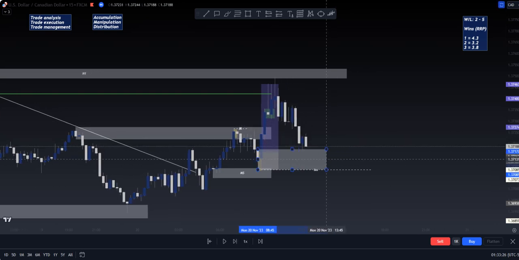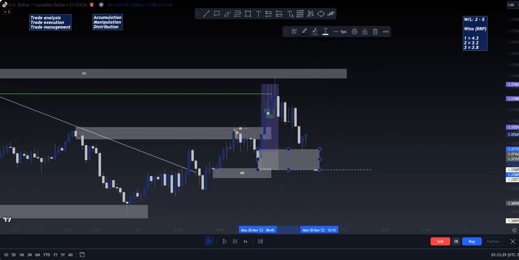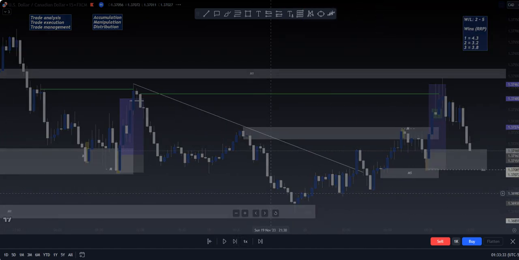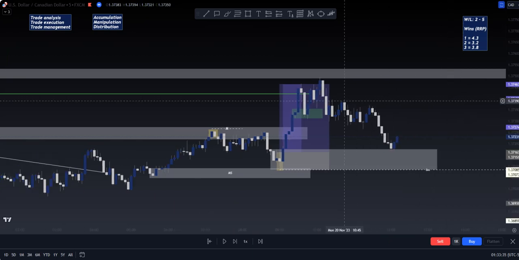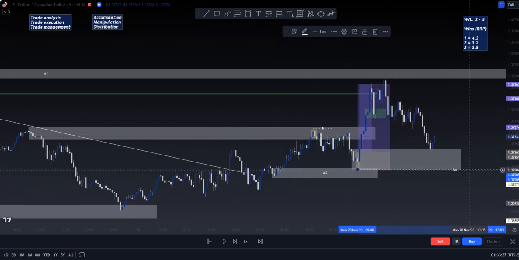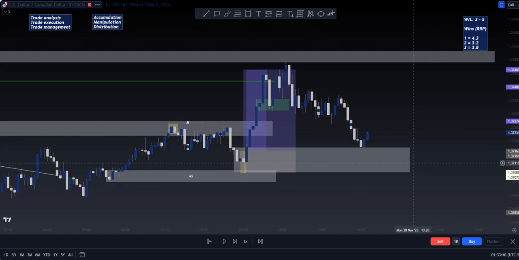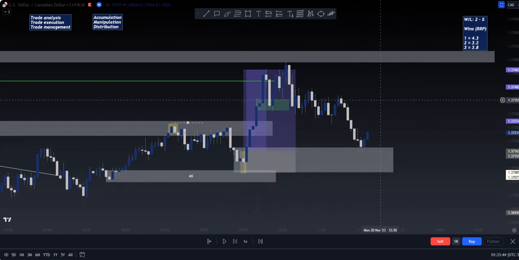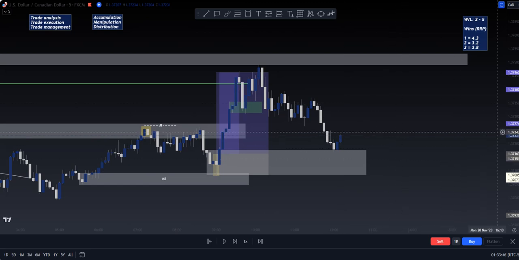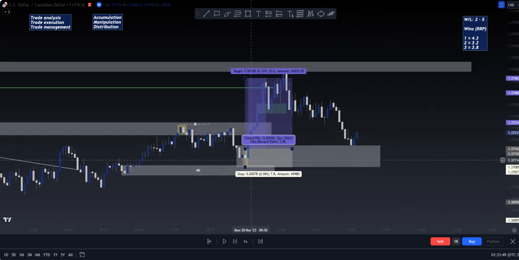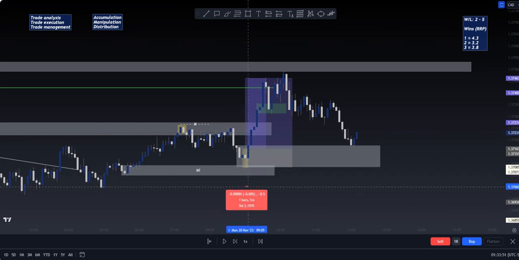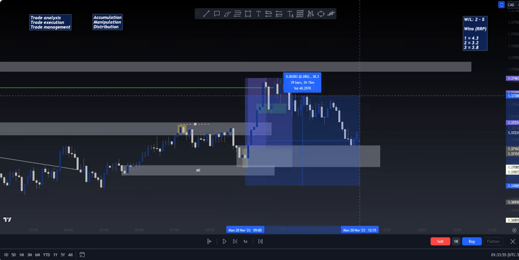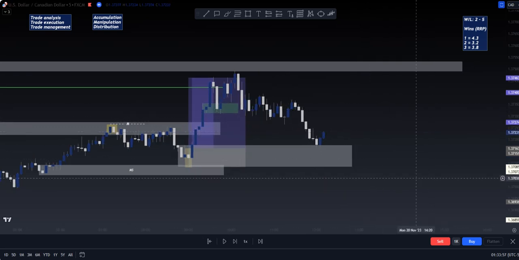Look at that, nice touch. Whoa, go back a little bit. Okay, so price came back down to this 15-minute demand. Now what I want to see is, usually if the market pulls back to the base of this zone within 4 hours, I don't wait for manipulation. I'll take the first confirmation.